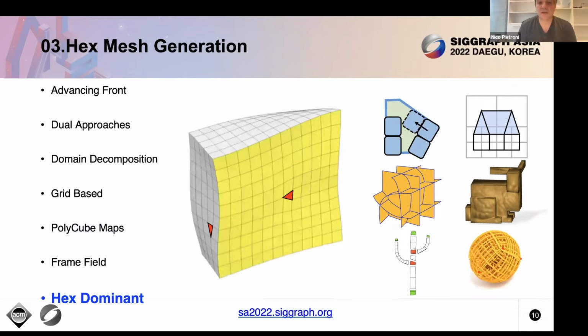But there are also other methods that gained a lot of success that try to relax the constraint of having all hex meshes, and those are called hex-dominant meshes. So meshes where most of the elements are hexahedral, but you can have other elements which are not. And we will talk also about this hex-dominant.